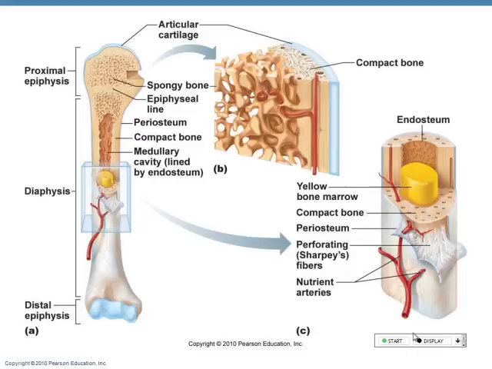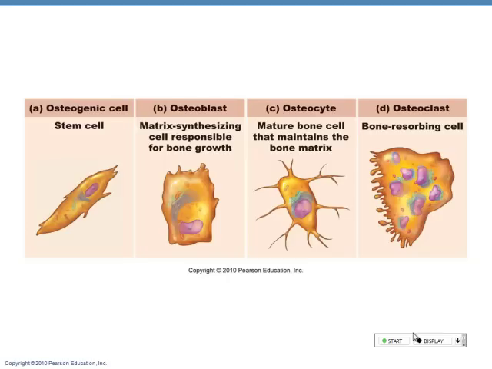So this is compact bone, that's spongy bone, and we're going to have a look microscopically at compact bone. You should understand all of the terminology here. Know what an epiphysis and a diaphysis is, the medullary cavity, where spongy bone hangs out, and all of that good stuff.